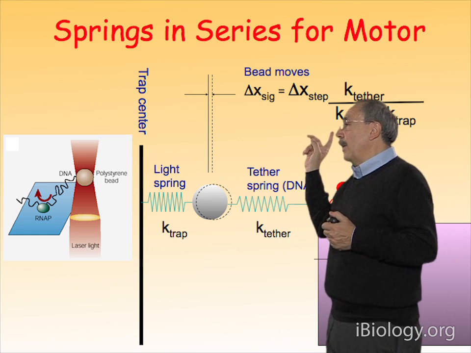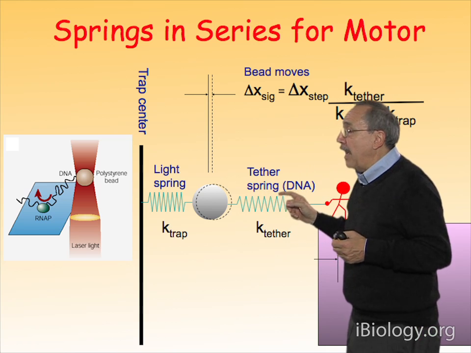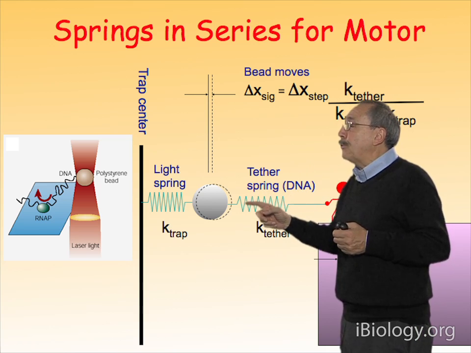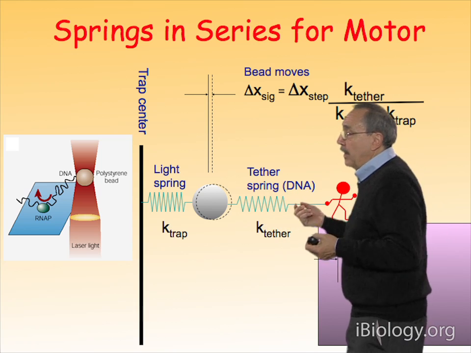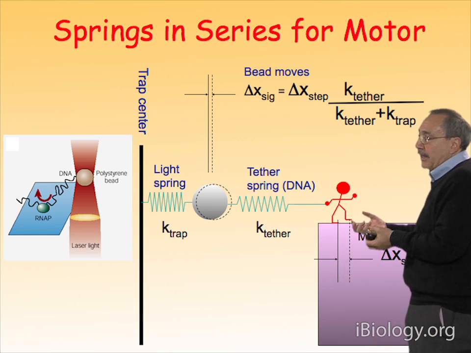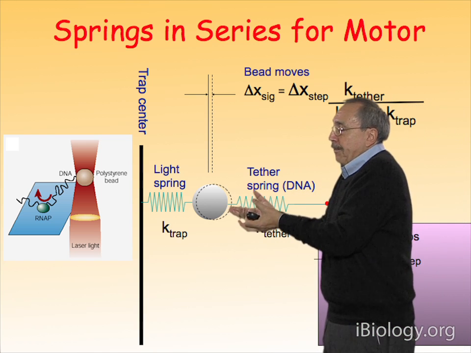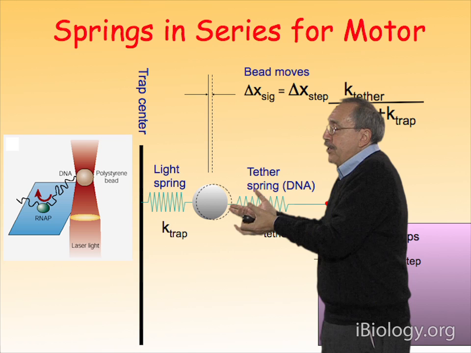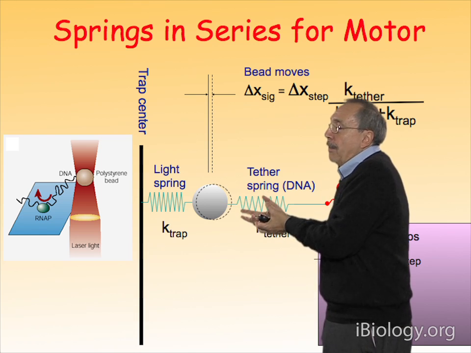But let's take the other example, which is when we imagine that instead of having a piece of DNA, we have an absolutely rigid stick here, right? Then, of course, when the little motor moves by an amount delta x, it's going to displace the bead, since that inextensible rigid tether is not going to extend, then the bead will move its full amount delta x.